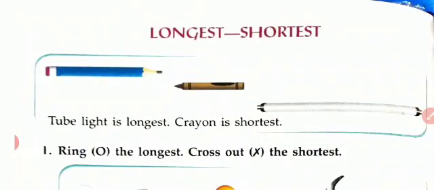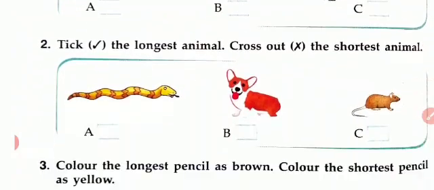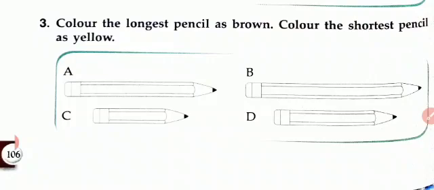Okay, and after that there is the longest and the shortest one. In this also we can see the difference between the longest, that is the tube light, and the shortest one, that is the crayon pencil. And this is the exercise that we have done.